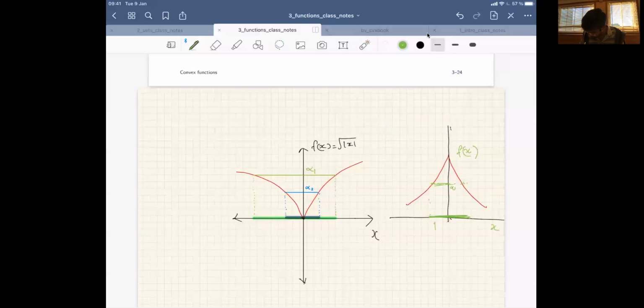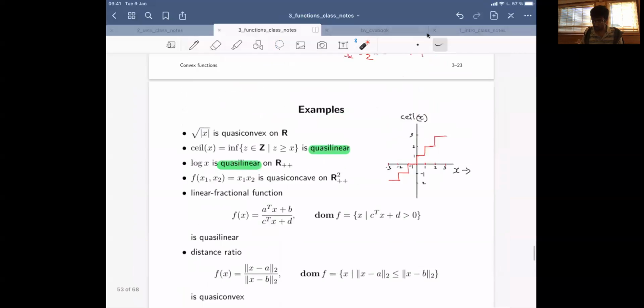So this is alpha super level set. One way to define a quasi-concave function is that minus of that function has to be quasi-convex. The other way is you can say that all the super level sets have to be convex. Both are equivalent.